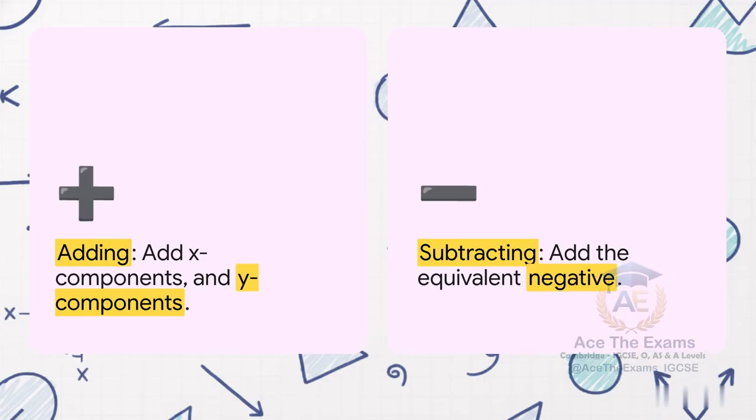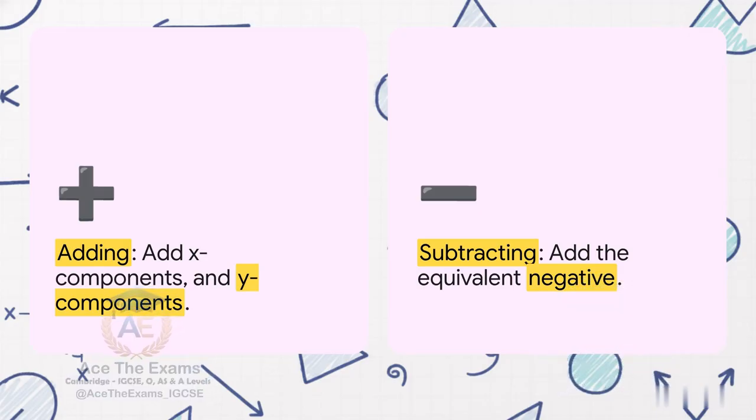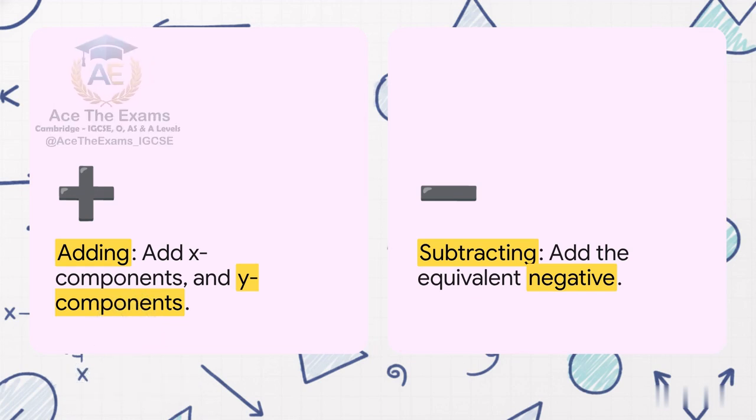Now, subtraction can sometimes trip students up, especially when they rush, but it's just as easy if you mentally reframe it. Subtracting one vector from another is really simply adding its equivalent negative vector. Thinking of subtraction this way makes it an absolute breeze. It prevents those silly sign errors that inevitably happen when the pressure is on and the clock is ticking down.